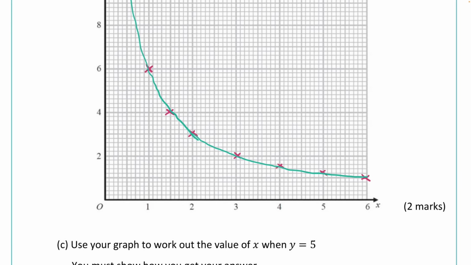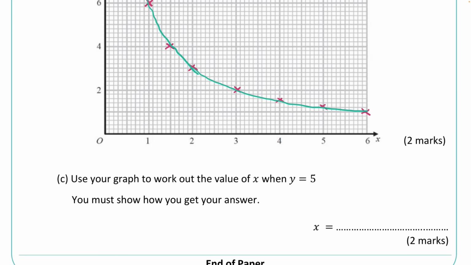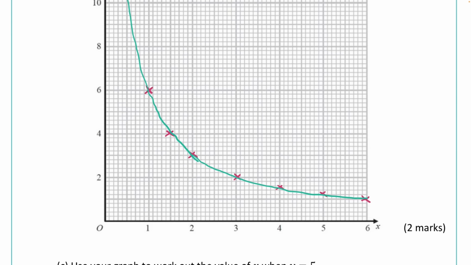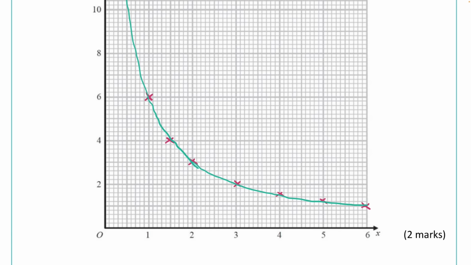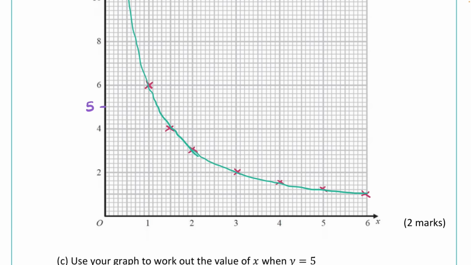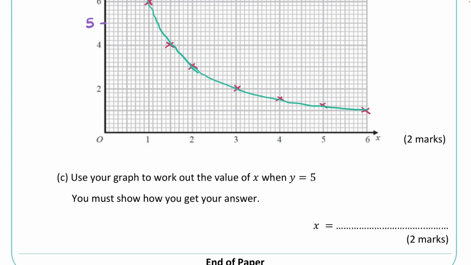So there we go. That is the graph drawn. It says here, use your graph to work out the value of x when y equals 5. So when y equals 5, that is up here on the y-axis, in between the 6 and the 4. That's where y equals 5 is. So work out the value of x when y equals 5.